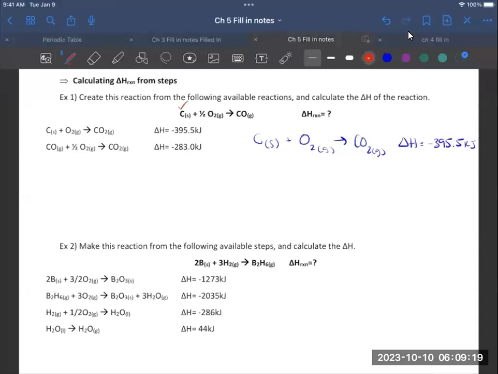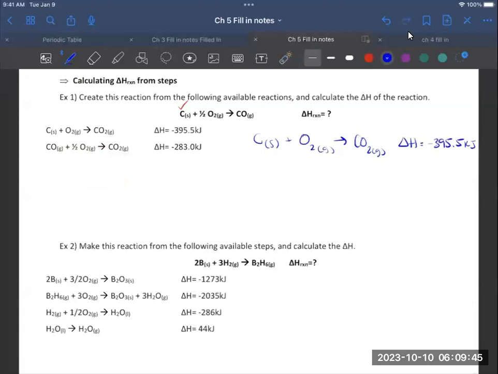Okay. Next thing I'm going to look at is my next reaction. If you guys look at this reaction here, the carbon monoxide is a reactant, but in the one I want, it's a product. So what I'm going to do is flip this in the other direction. So I'm going to make this the reactant, and then I'm going to make these guys the product. So I'm just going to reverse the reaction. So I'm going to copy it down reversed.